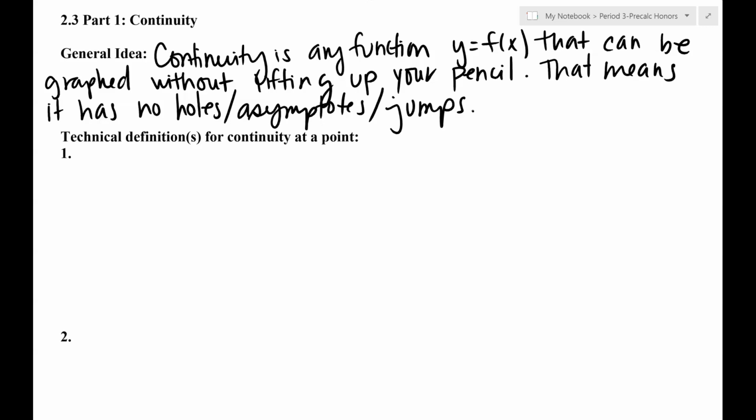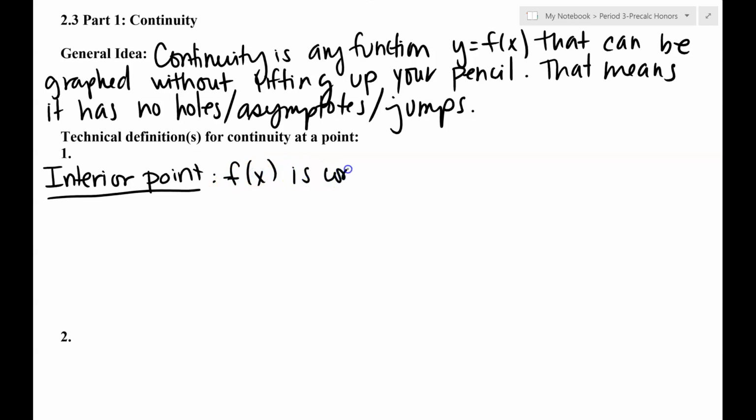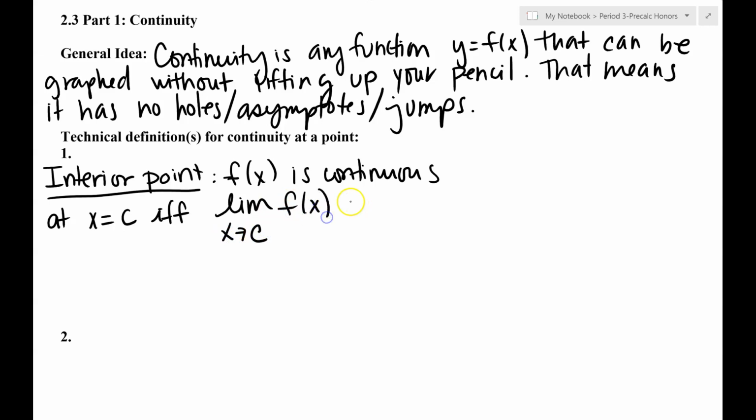Technical definitions for continuity at a point. You have two of them. You have interior continuity. So for an interior point, the definition is f of x is continuous at x equals c if and only if the limit as x approaches c of f of x is identical to f of c.